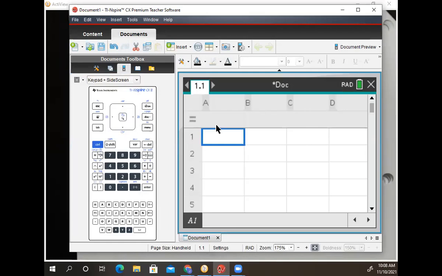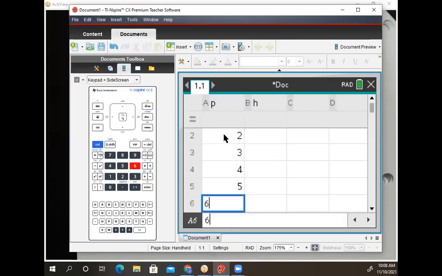I'm going to put my labels here. So I'm going to use P for people, and then the next column I'll label H for handshakes. You can use X and Y if you want, or spell out the words people and handshakes. That's up to you. And then I'm just going to enter the information from my table. So for people, I had 1, 2, 3, 4, 5, 6, 7, 8, 9, and 10.